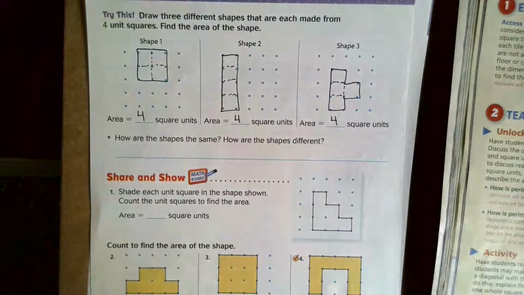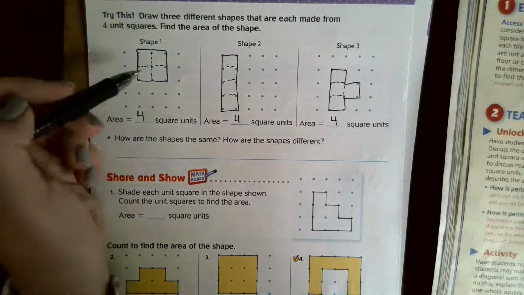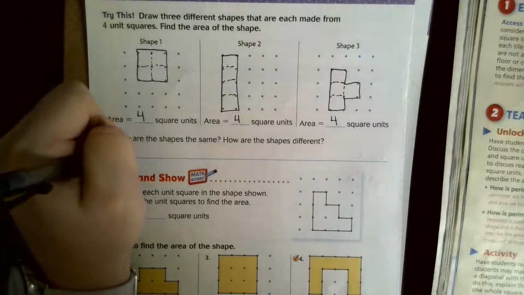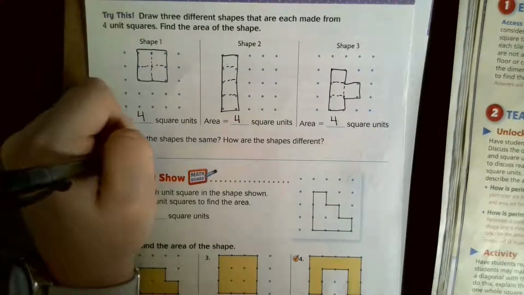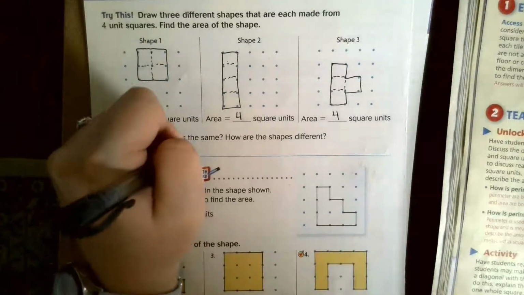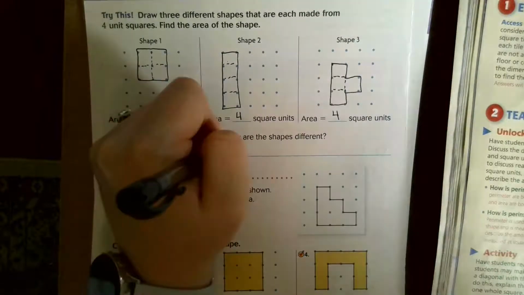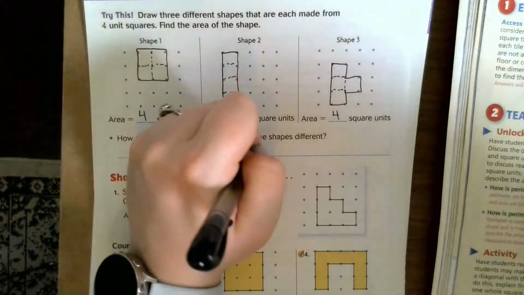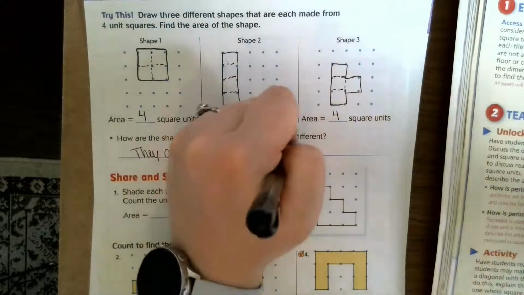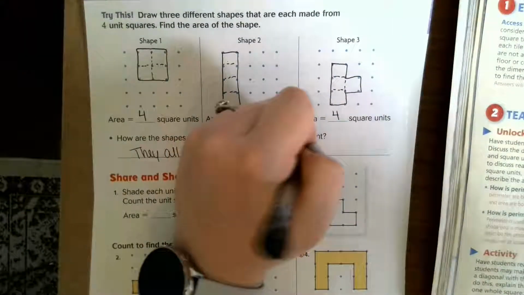But for the bullet point, it says, how are they the same? How are they different? So how are they the same? They all have the same area. They're all 4 square units. But if you look at them, you can see that the shapes themselves are different.